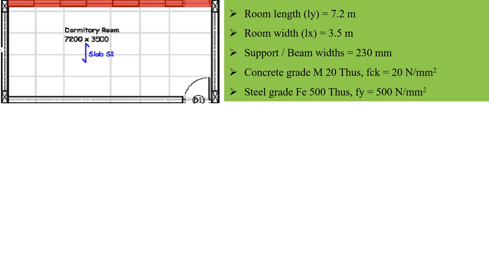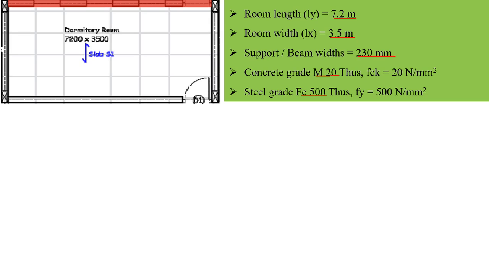So the room length is 7.2 meter. Room width is 3.5 meter. It has been supported on all the four sides with a beam width of 230 mm. Concrete grade is M20 and steel grade is Fe 500.